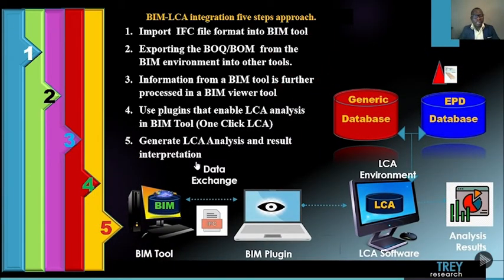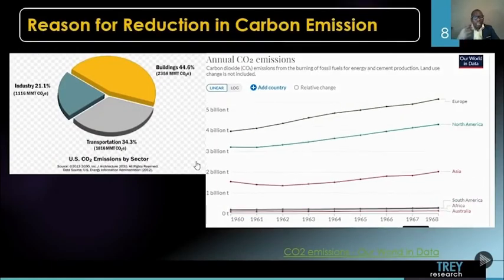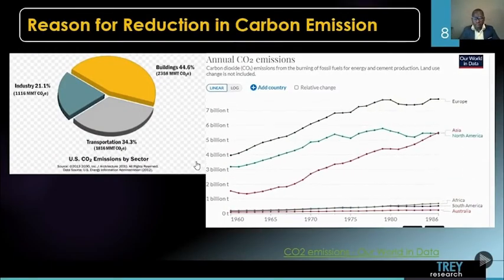So this is the typical pictorial representation of how to generate BIM-LCA CO2 reduction. We have a BIM tool. From the BIM tool, we have the LCA file, we have a BIM plugin, we have LCA. In LCA, we have two types of database. We have a generic database and we have EPD. What is EPD? EPD is an environmental product declaration, which enables us to assess the environmental performance of a product during the entire life cycle.